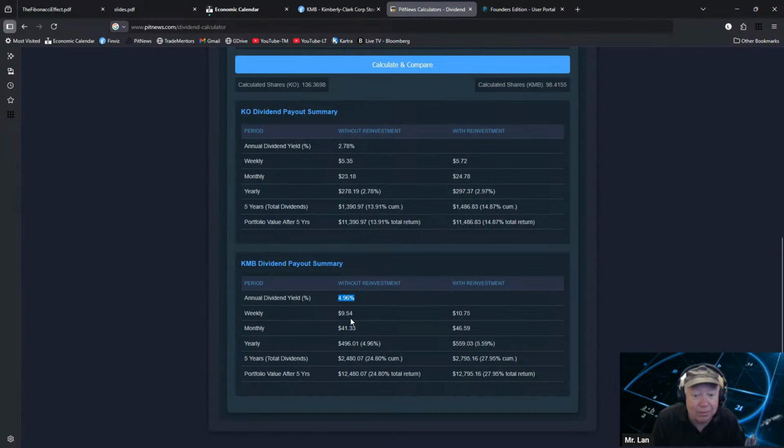How about that? So weekly, you're getting $9. Monthly, you're getting $41, versus $23 on Coca-Cola. Yearly, you're getting $496 versus yearly $278. After 5 years, you're getting $2,480, 24% cumulative, $1,300. Or portfolio after 5 years, you've made $12,000 in dividends versus $11,000. So see, the dividends start to add up.